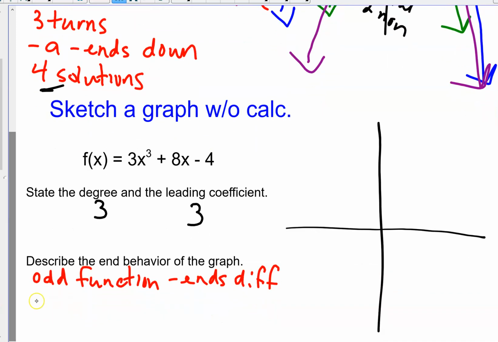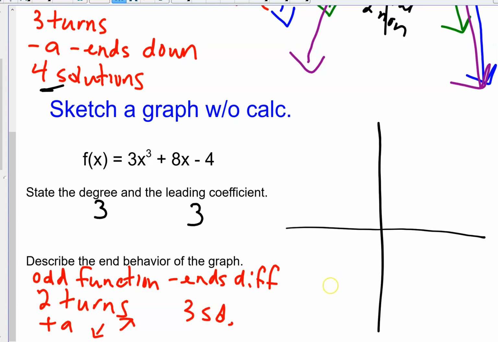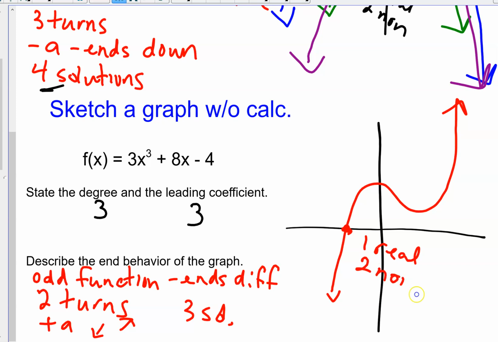We know it has 2 turns, 1 less than the degree. We know the a is positive. So being the a is positive, it's going to look like that. And we know it has 3 solutions. So I'm just going to draw 1 on this one. One possibility would be this one right here. This one right here has 1 real solution and 2 non-real solutions. Notice it has 2 turns, like I said, right here, and the end behavior looks right.